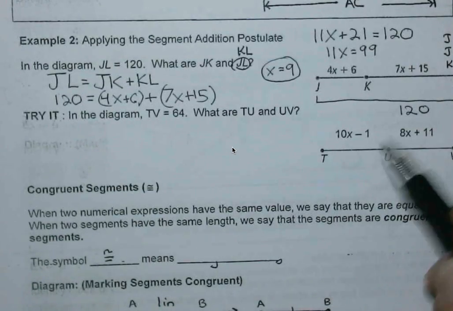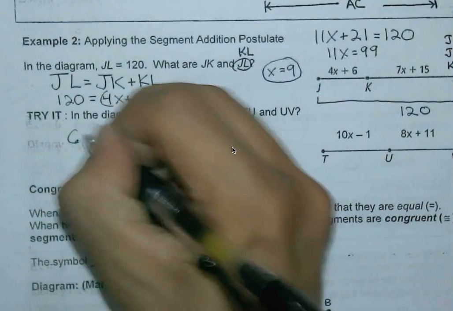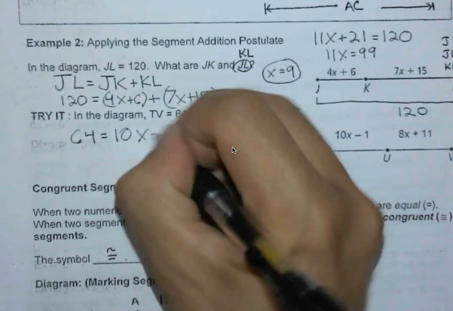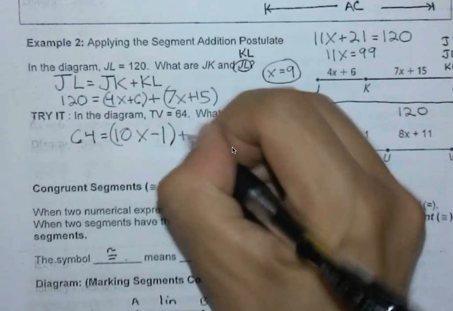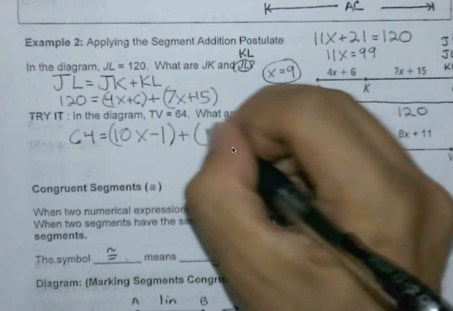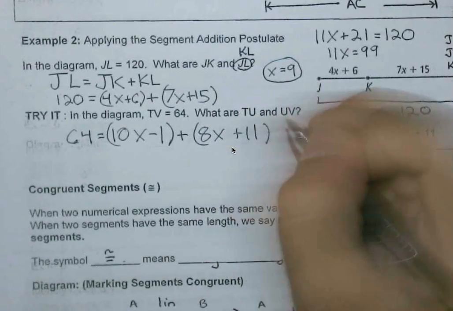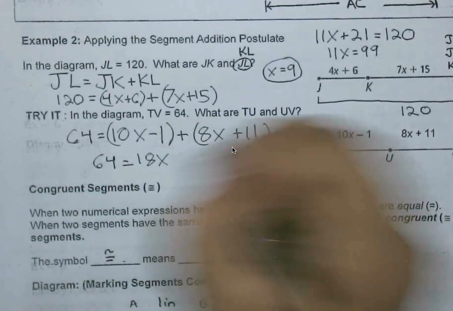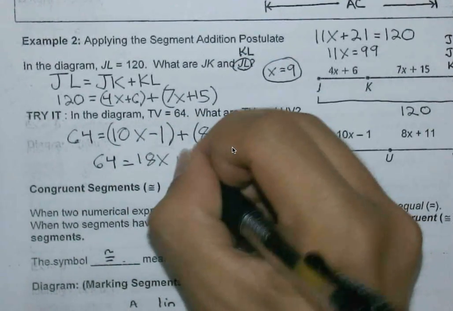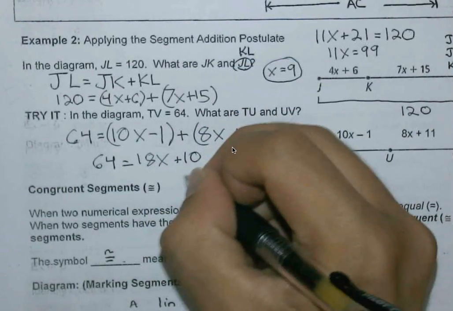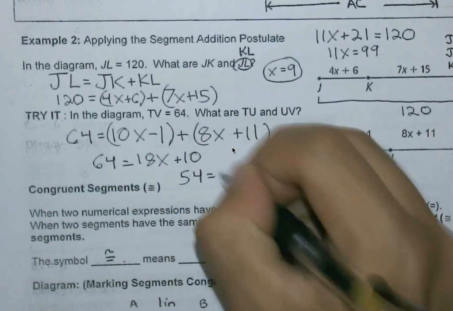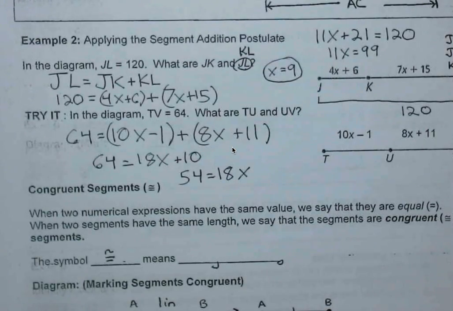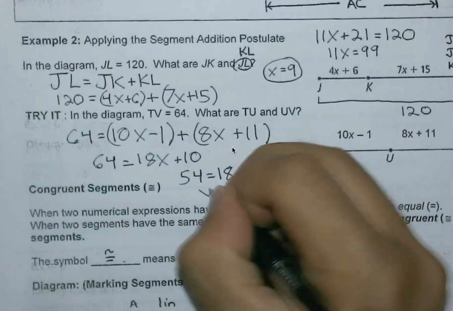So same song and dance, you know that T to V is 64. You know that T to U is 10x minus 1. U to V is 8x plus 11. So you could say 64 equals 18x minus 1 plus 11. It's going to be plus 10. So you're saying that 54 equals 18x. So what's that going to be? That's going to be x equals 3.